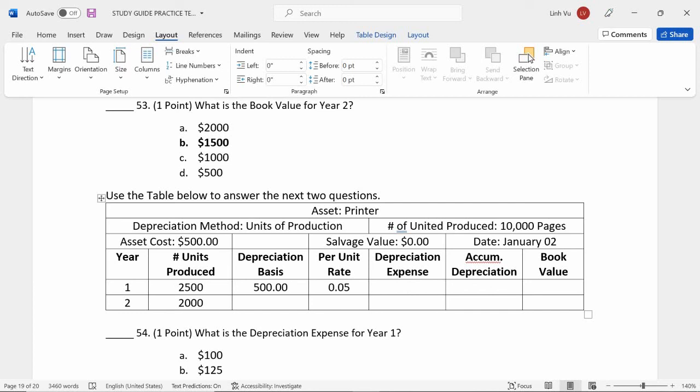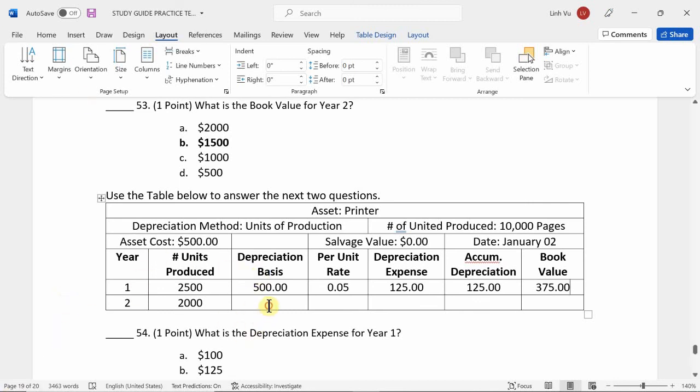So in this case, if I were to depreciate it, if I produced 2,500 pages for the first year, how much is my depreciation expense going to be? 125. Therefore, what's my book value going to be as of year one? $375. So let's go ahead and do the same thing for year two.